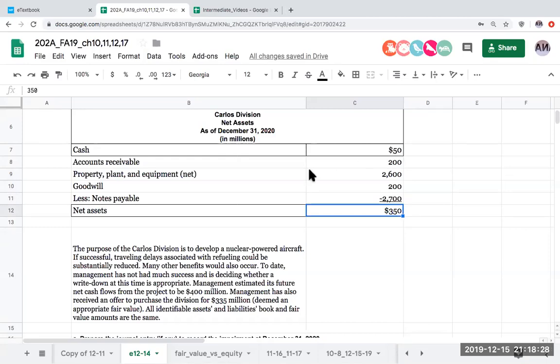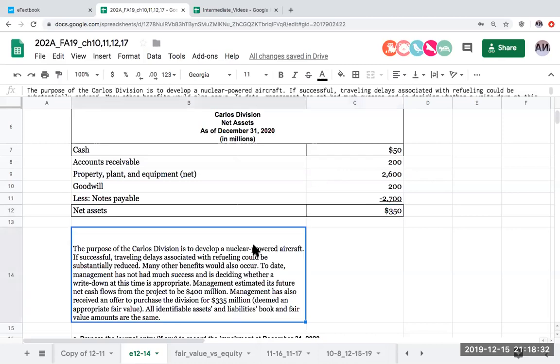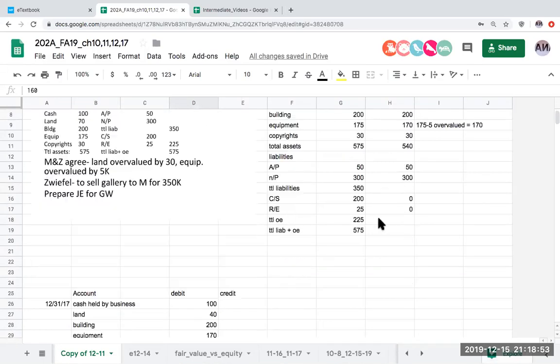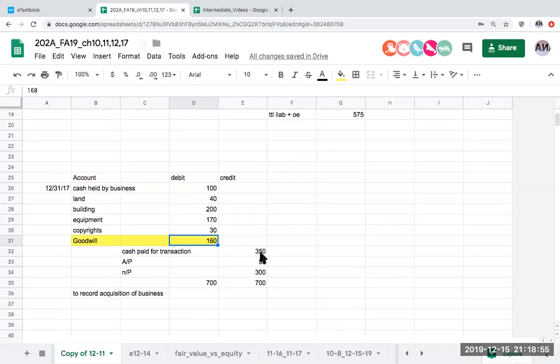When we're testing goodwill for impairment, remember that goodwill is an intangible asset which is recorded on our books when we are acquiring a business. It's representing the excess. In my last video, we had goodwill of 160, which is really the excess of the purchase price over the fair value of the net assets.